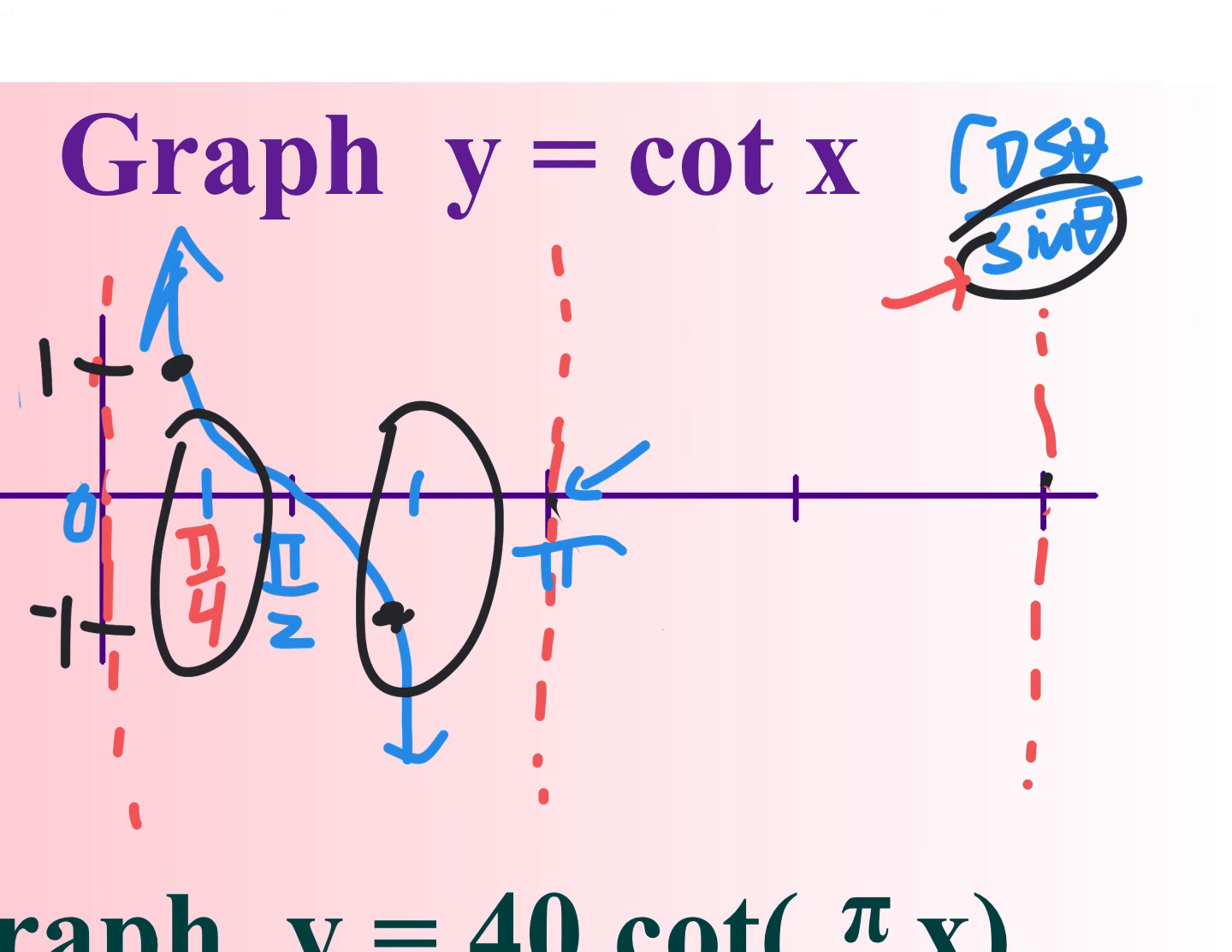Who had a pi over 4 there before I even said it? Good. And then I realize I'm counting by pi over 4s: 1 pi over 4, 2 pi over 4, 3 pi over 4, and 4 pi over 4, which is pi. That feels awkward, I know, because you're used to sine and cosine. But if you start off knowing that this thing has a period of pi, that helps.